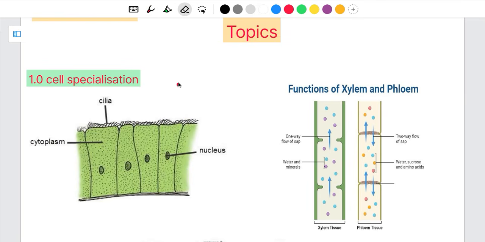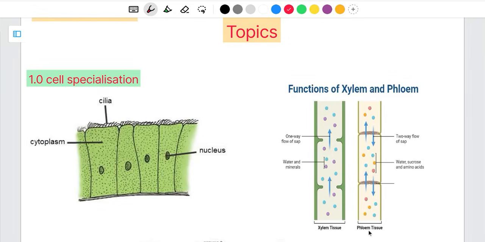We also have this one, where we have the xylem, which only transports water as well as mineral salts. You have seen here, this is the function of the xylem, transporting water and mineral salts, as well as providing mechanical support to the plant. The direction of flow is one-way. It's a one-way flow of sap.